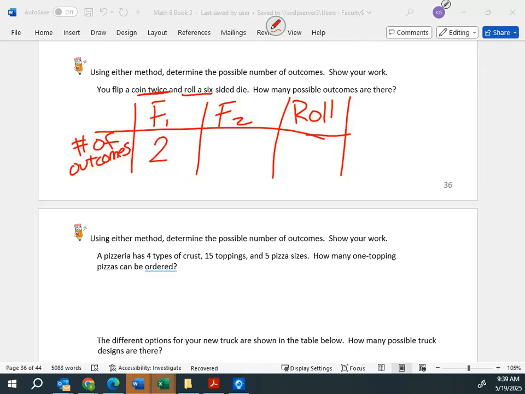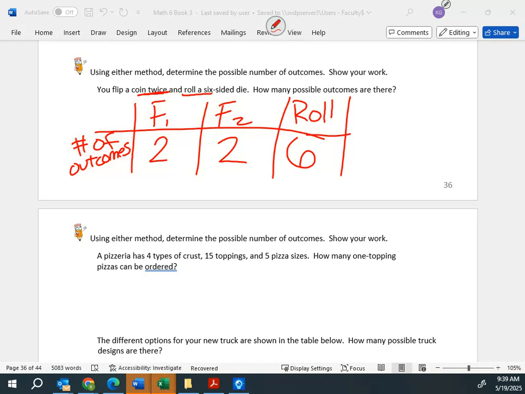What about for flip 2? How many outcomes could I have? Two. I roll my 6-sided dice. How many possible outcomes could it land on? If I roll a 6-sided dice, a regular dice, how many different numbers could it land on? 6, right? Because there's 6 numbers on my dice. It could land on any of those 6 numbers.